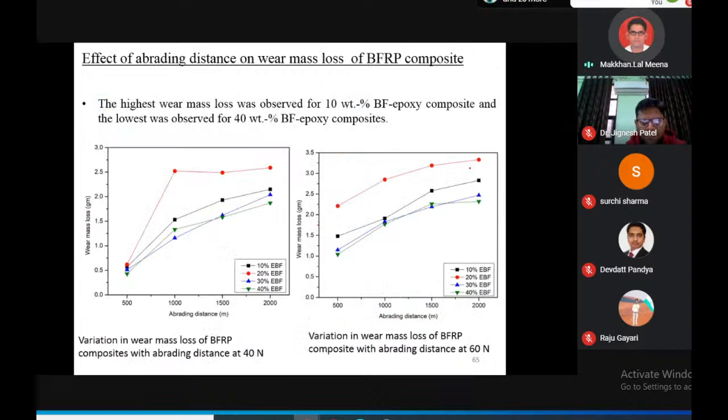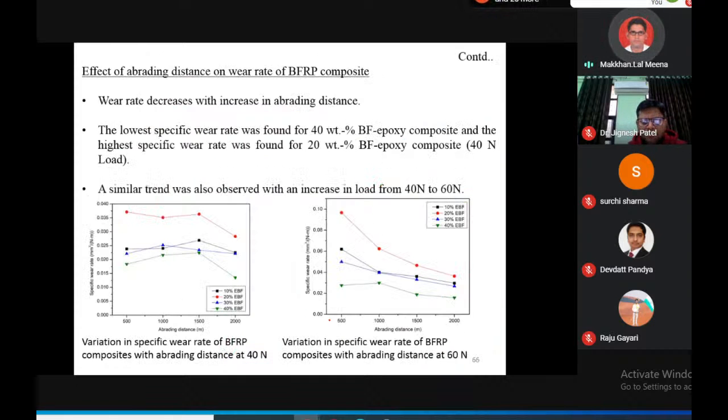And the effect of abrading distance on wear mass loss of basalt fiber epoxy. Similar to glass fiber, the highest wear mass loss was observed for 10 weight percentage basalt fiber epoxy composites, and the lowest was observed for 40%. We can see in this figure, this is for the load of 40 Newton, and this is the 60 Newton. These show a similar trend from 40 to 60 Newton.